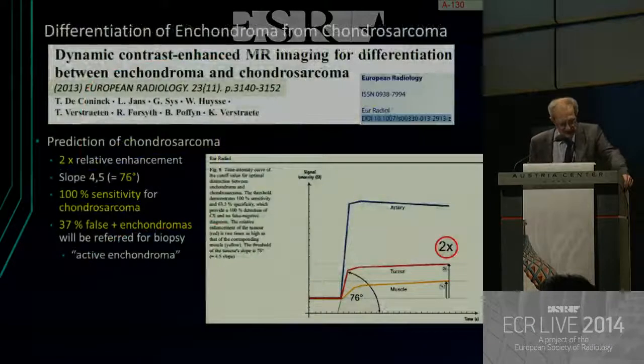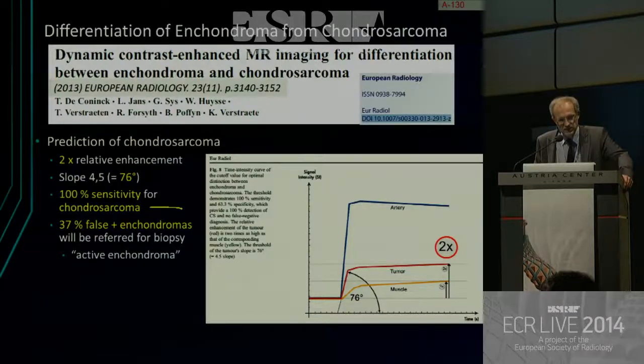So we did a study on that, and we tried to find a criteria to differentiate. So we take the muscle as reference, and we look at the enhancement of the tumor. When you have a steep slope of more than 4.5, and when the tumor enhances more than 2 times the muscle, you will find all chondrosarcomas, but there is a problem. You will have 37% of highly vascular enchondromas, which will also be referred for biopsy.